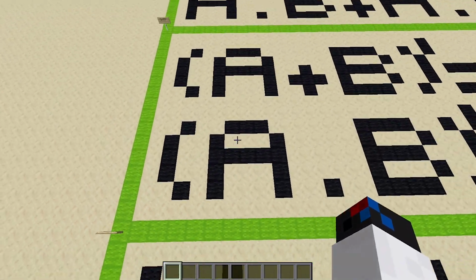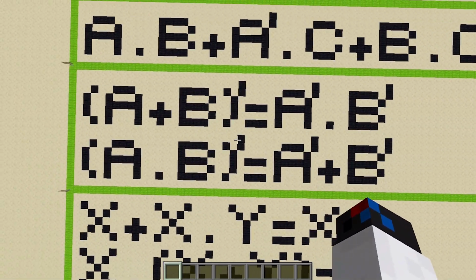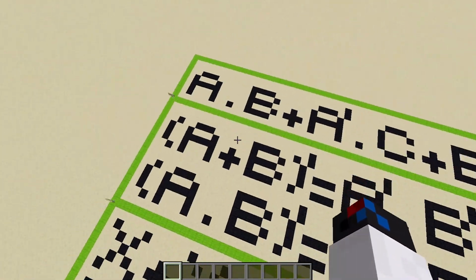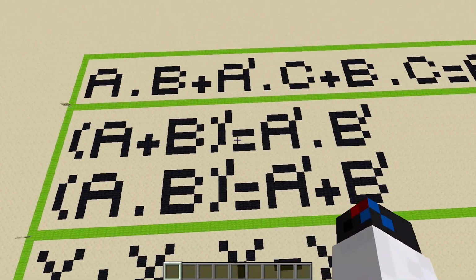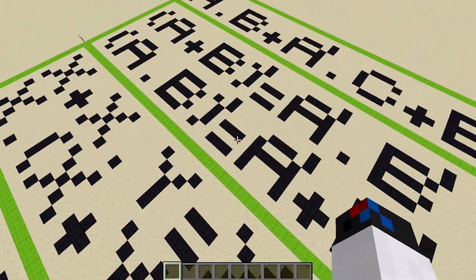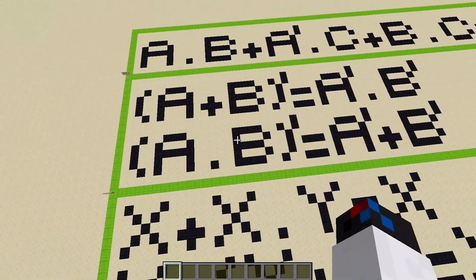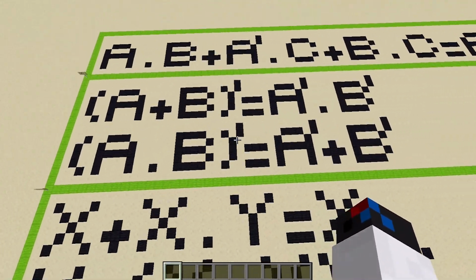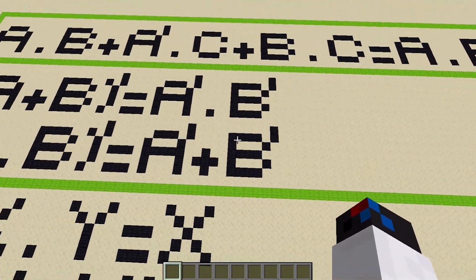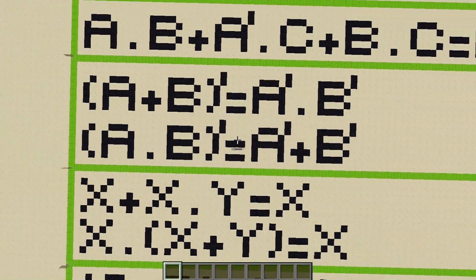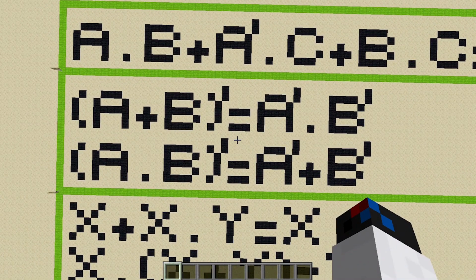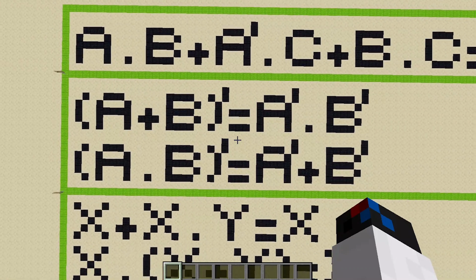Now the De Morgan law looks like this. So we have a or b, and then we not the result of a or b. That is going to give us a naught and b naught. Similarly, a and b, and then we not the result, is going to equal a naught or b naught. Now this one is very confusing, but it is very important. You're going to use this a lot to simplify your Boolean functions down.